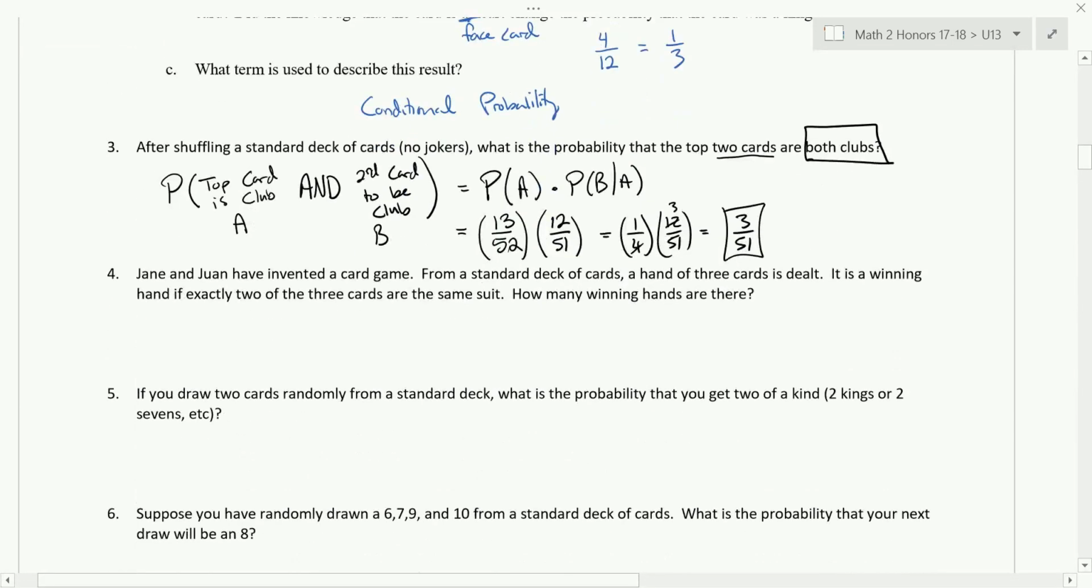Okay, number 4. Jane and Juan have invented a card game. From a standard deck of cards, a hand of 3 cards is dealt. It's a winning hand if exactly 2 of the 3 cards are the same suit. How many winning hands are there? So this is not a probability question. It's a counting question, right? And so I just put it in here just to remind you, okay, we got to still work on that counting. And also we're talking about cards here, right? And these are some card problems.